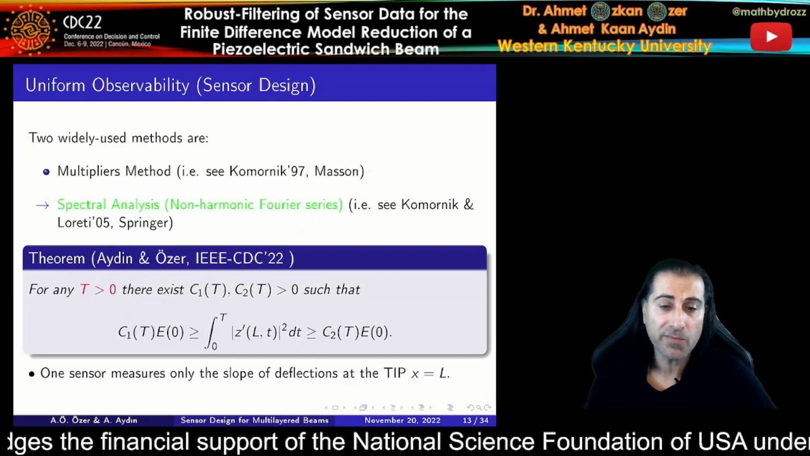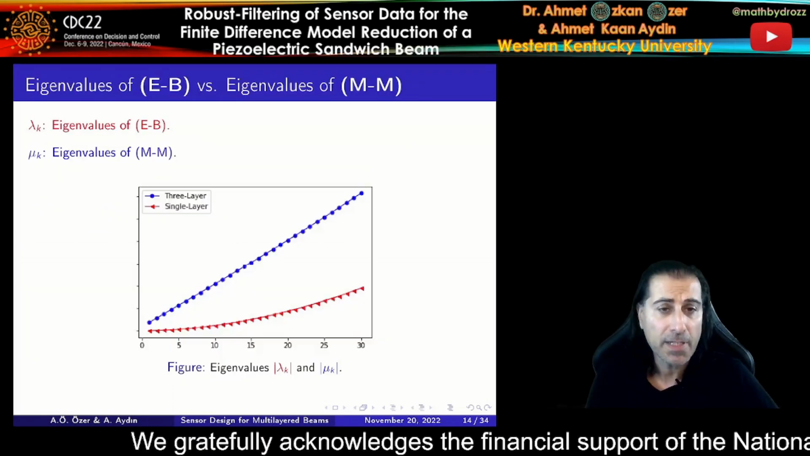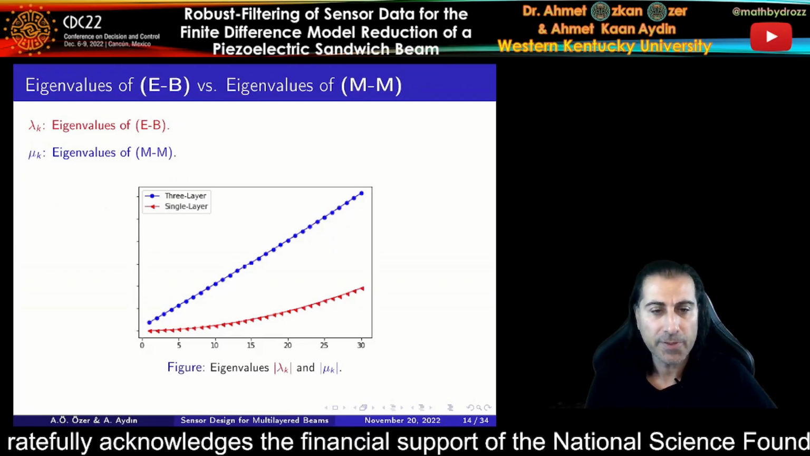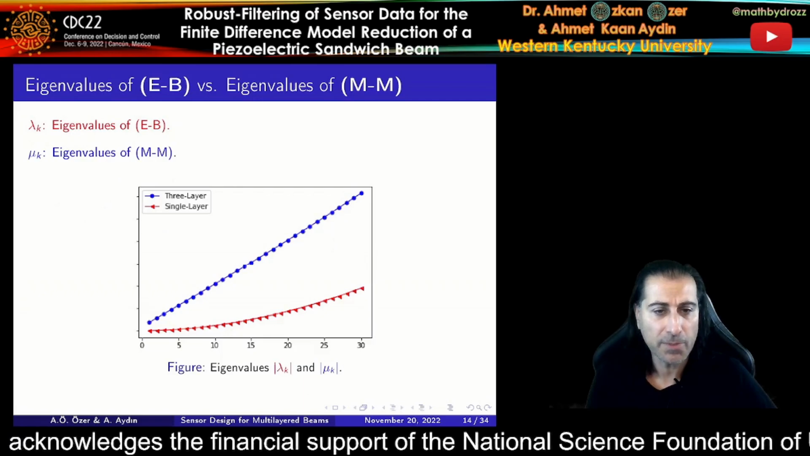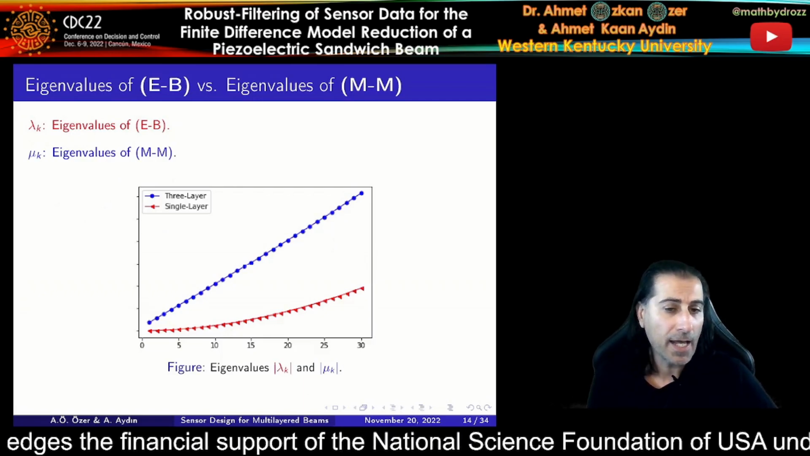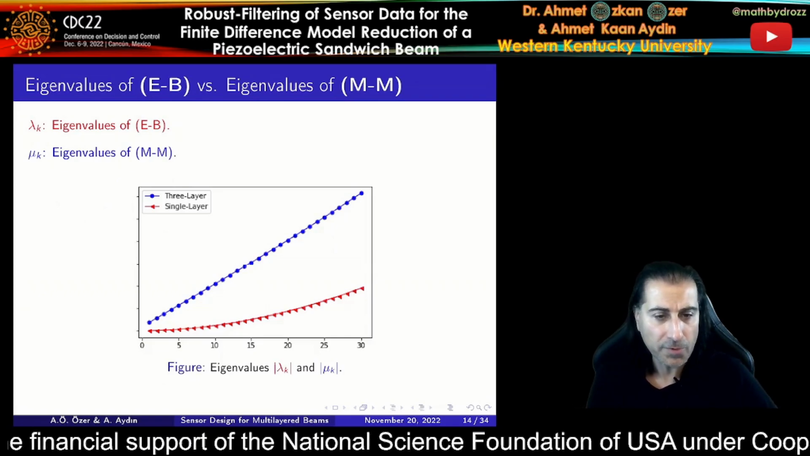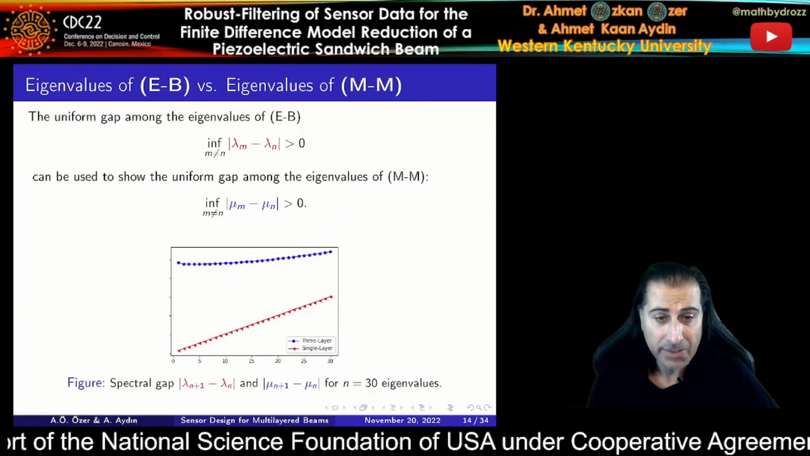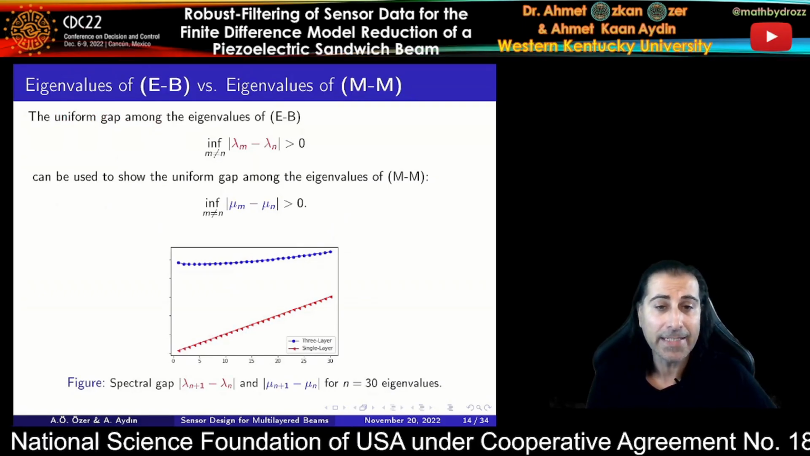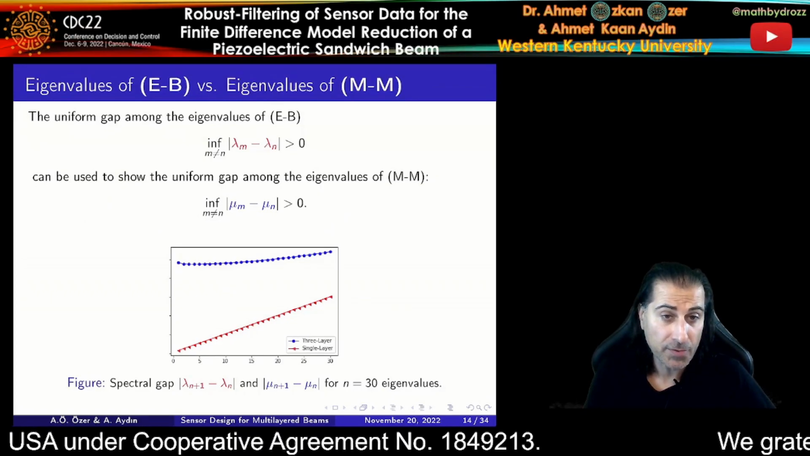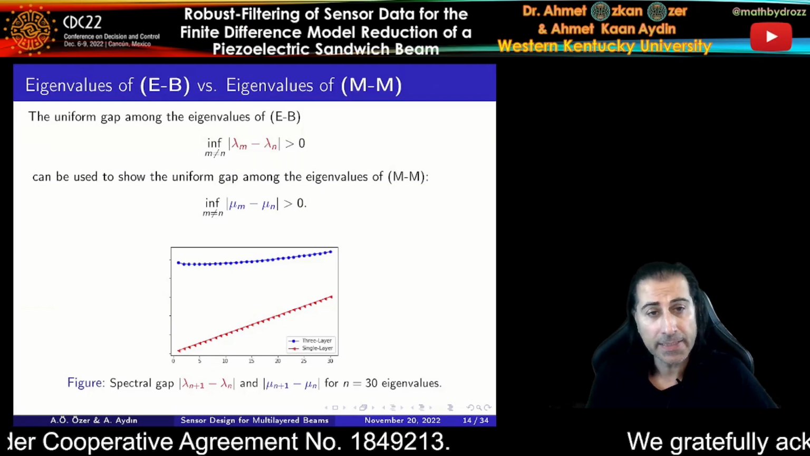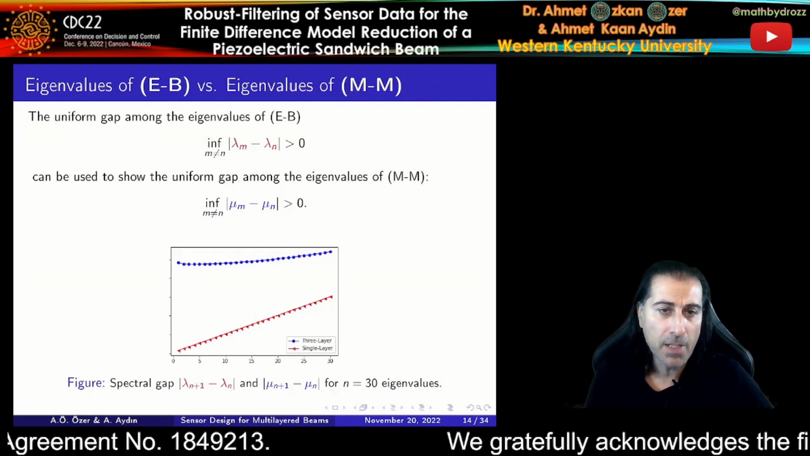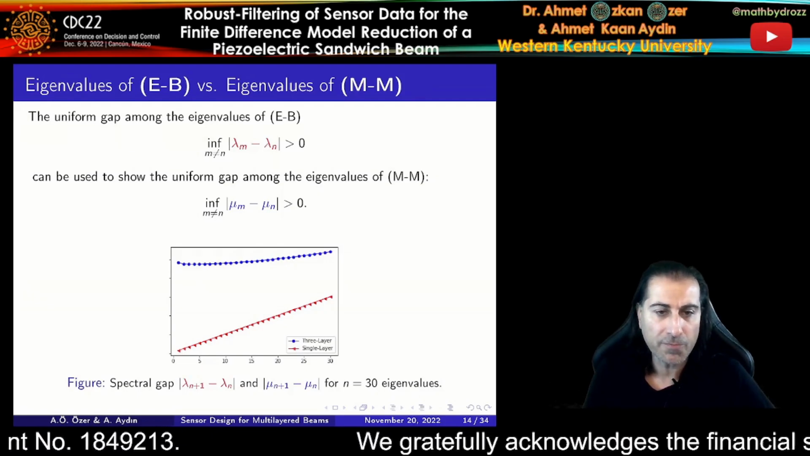And here the proof is based on comparing the eigenvalues of the Euler-Bernoulli beam model to the eigenvalues of the Mead-Marcus beam model. We have the blue dots representing the first 30 eigenvalues of the Mead-Marcus beam, and the red ones are for the Euler-Bernoulli beam. And we can simply observe that the blue ones are always on top of the red ones. As well, for the uniform gap among the eigenvalues, the blue ones are always on top of the red ones. Having a uniform gap is super important in proving the exact observability result, because if the eigenvalues get extremely close to each other, the sensor gets numb to distinguish one mode from another.